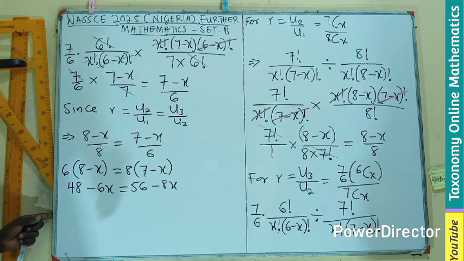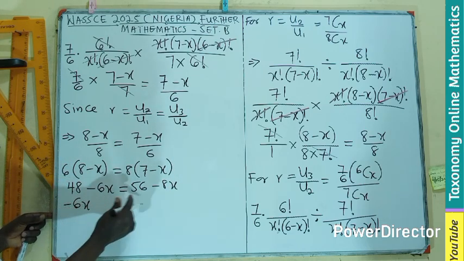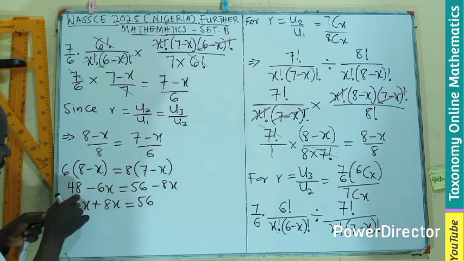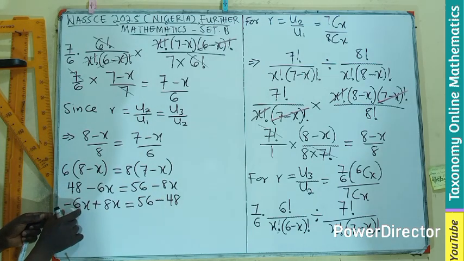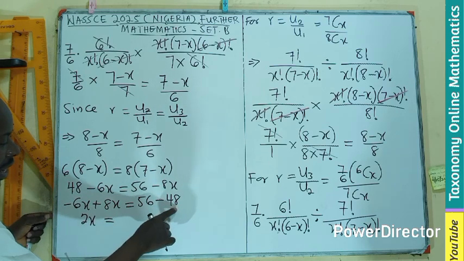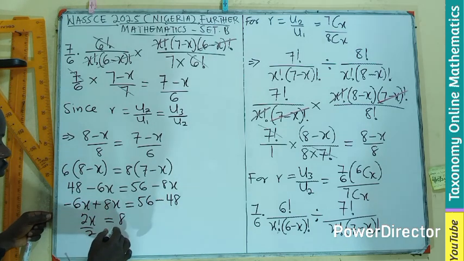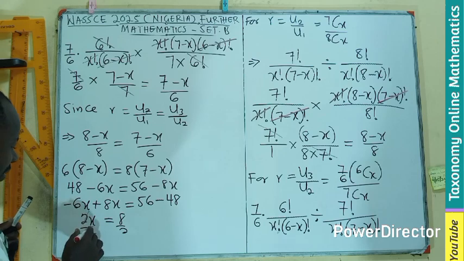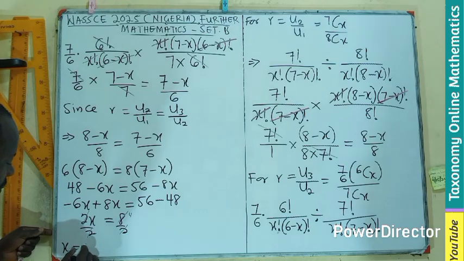I think grouping of like terms will take effect from here. Let's bring the x all to the left: negative 6x maintained, negative 8x becomes positive 8x. Maintain your 56, and bring the positive 48 over to become negative 48. Negative 6 plus 8 makes positive 2x. If you subtract here, 56 minus 48 gives 8. Divide by 2, and we get 4. So I should be having the value of x equals 4.